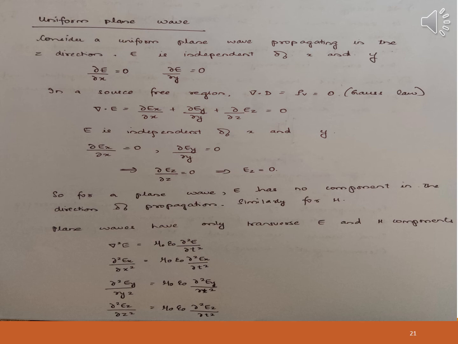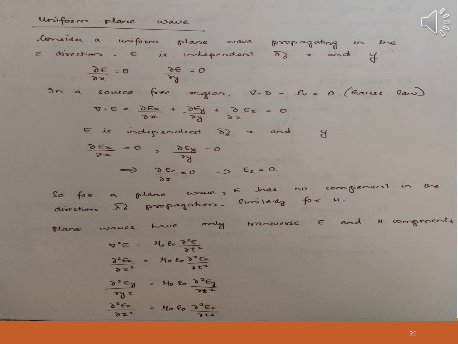Now, if I'm considering a uniform plane wave propagating in the z direction, your E is independent of x and y. I told you this already. If the propagation is in the z direction, dou E by dou x and dou E by dou y are going to be 0. We had considered a similar assumption when we derived the wave equation for the plane wave in the previous section. Now, when your region is source free, what does source free mean? It's charge free. So rho v is 0, and del dot D is equal to 0 by Gauss law. And so if del dot D is 0, del dot E is also 0.